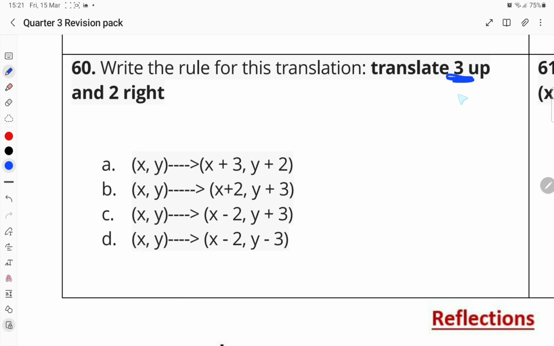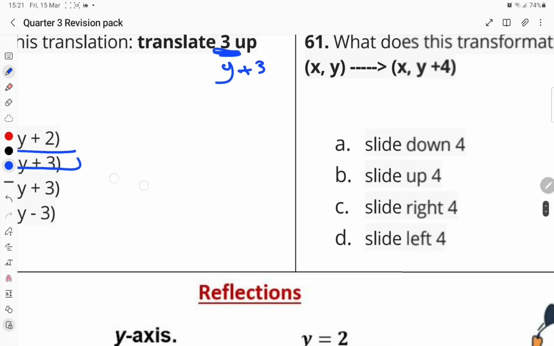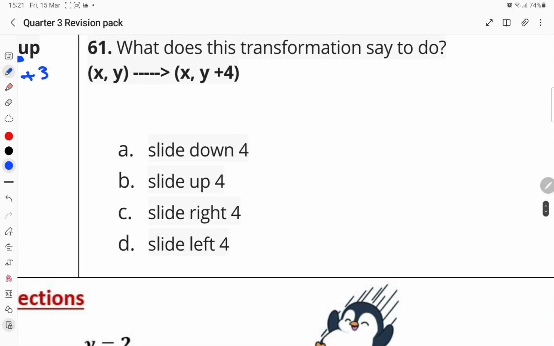Write the rule for the translation. Translate 3 up; up and down affects the y. So y plus 3. And 2 right affects the x. To the right, positive 2. So x plus 2, y plus 3, yes. Bravo.